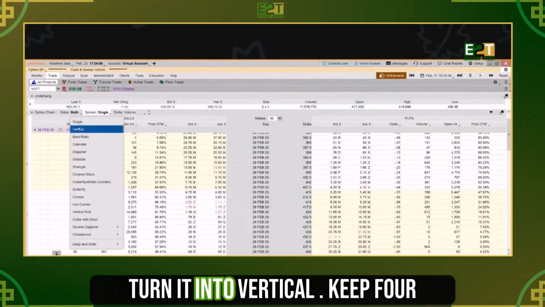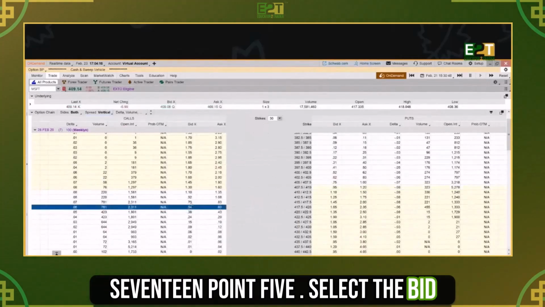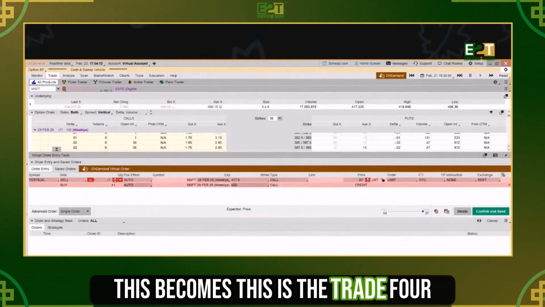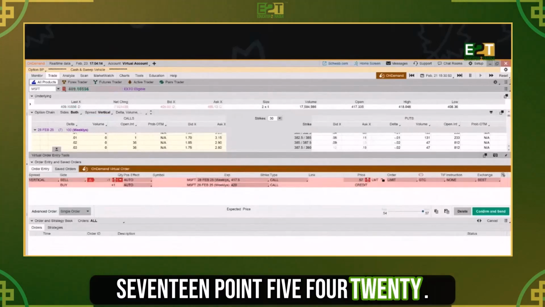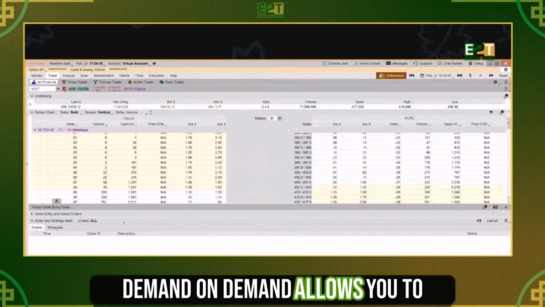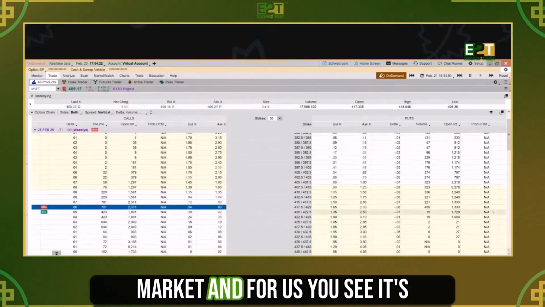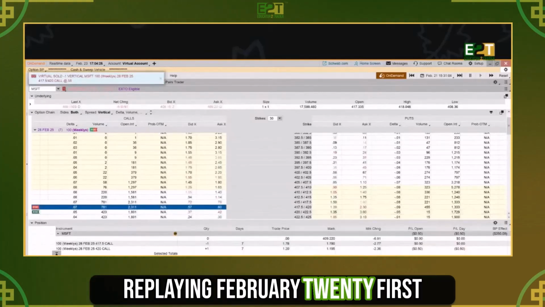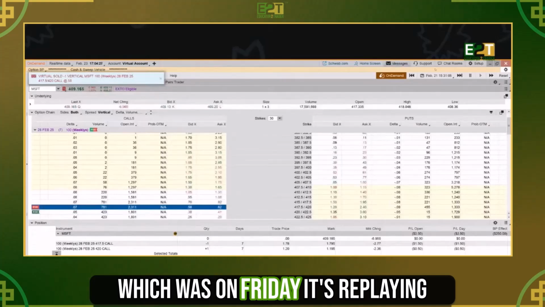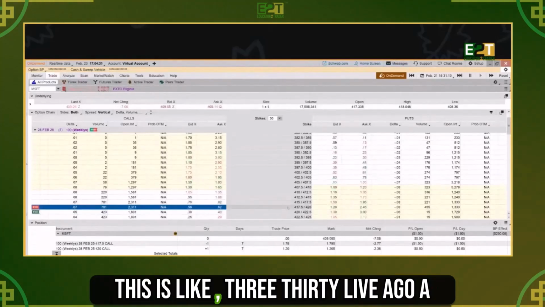I'm going to turn it into vertical. Keep 417.5. Select the bid. This is the trade, 417.5, 420. And then I entered the trade. On demand allows you to basically just replay the time in the market. You see it's replaying February 21st, which was on Friday, at 3:30. So this is like 3:30 live a few days ago.